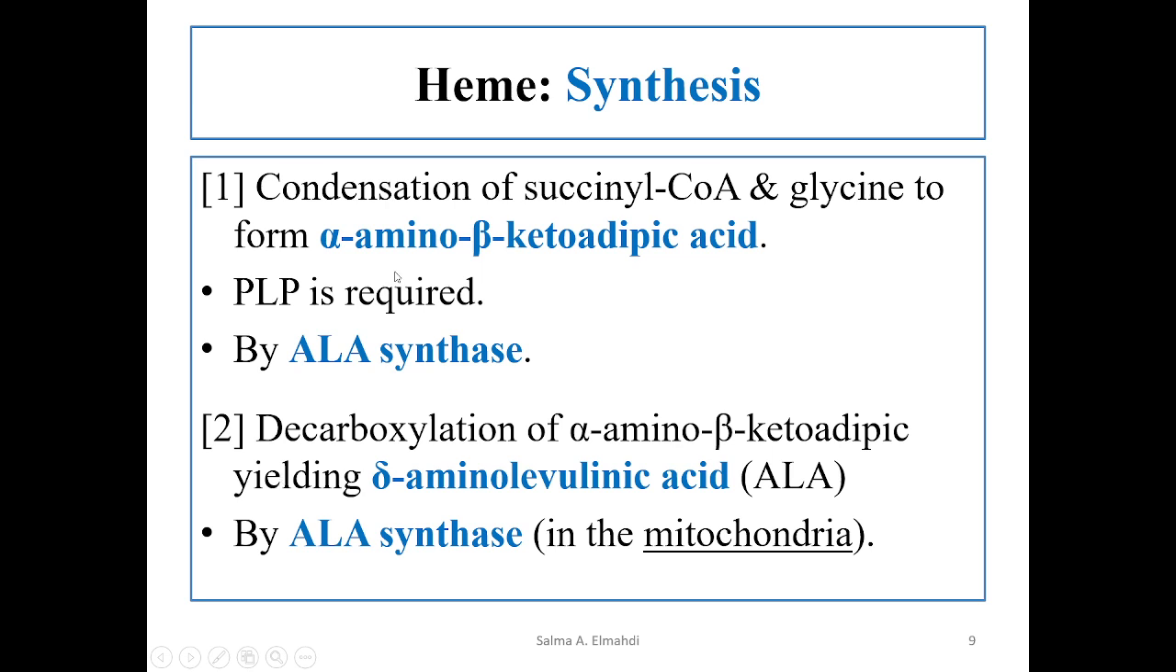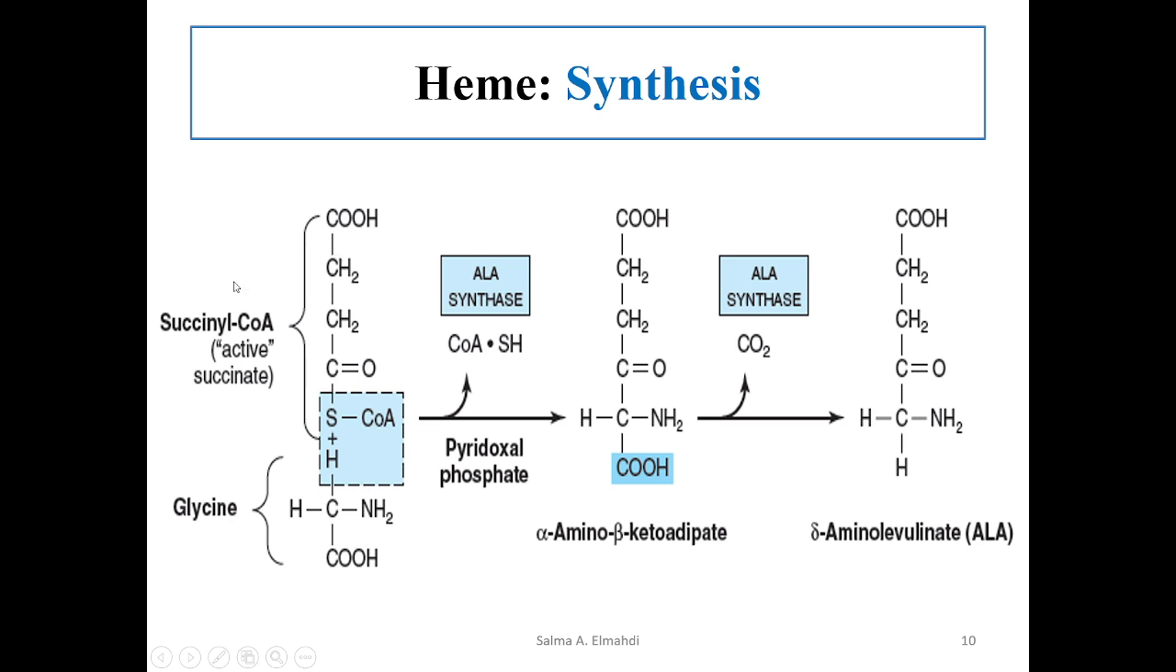The first step of heme synthesis is condensation of succinyl-CoA, which is considered active succinate because of the presence of CoA, and the amino acid glycine. They will be condensed together, catalyzed by ALA synthase with the release of CoA and CO2, and the coenzyme here is pyridoxal phosphate. Pyridoxal phosphate, as you remember, is a coenzyme for ALA synthase as well as transaminases.